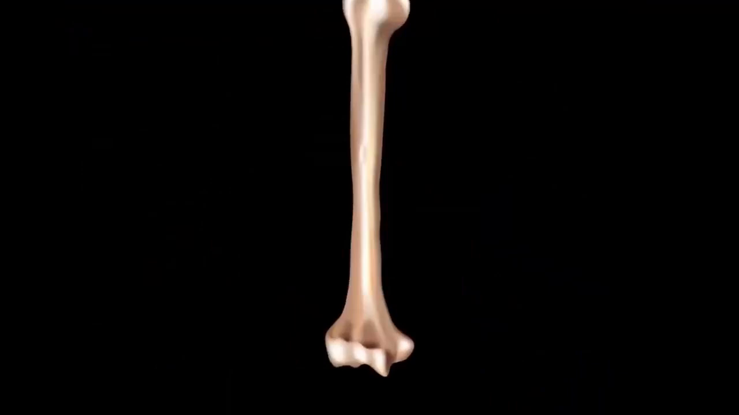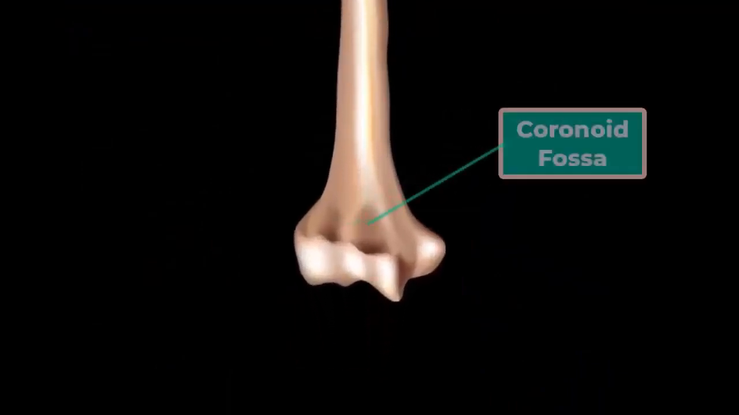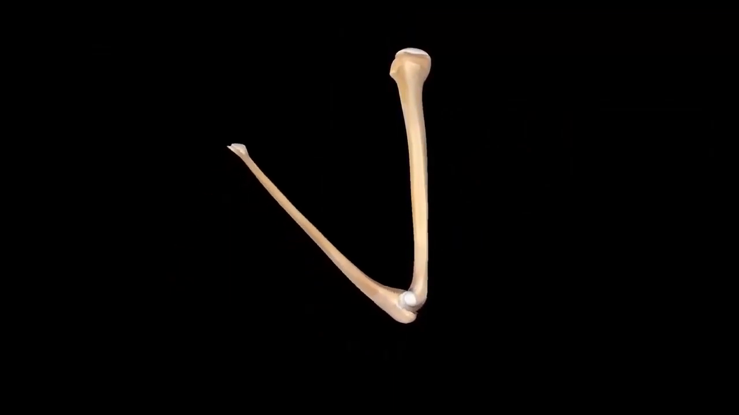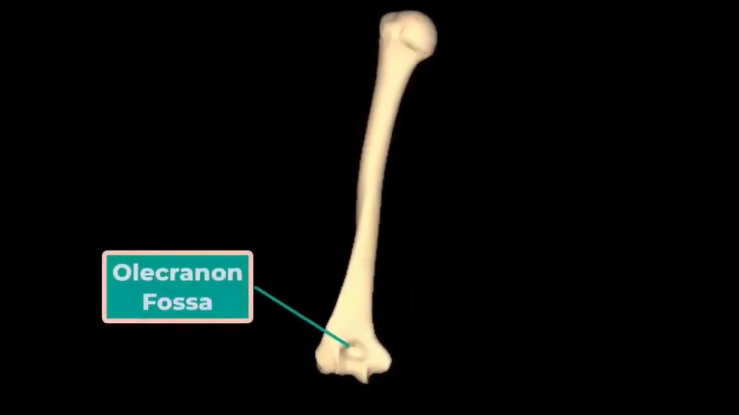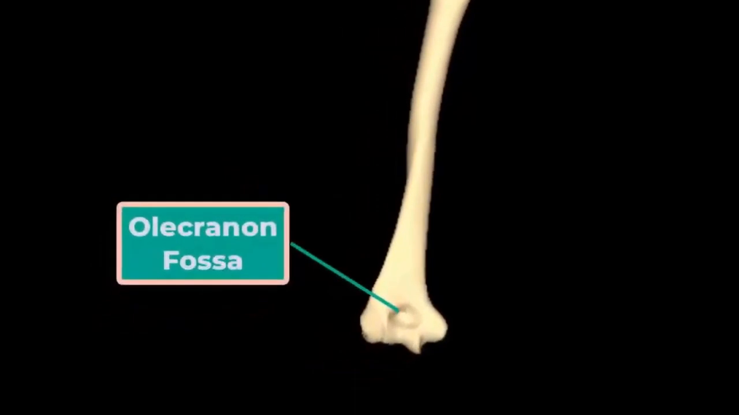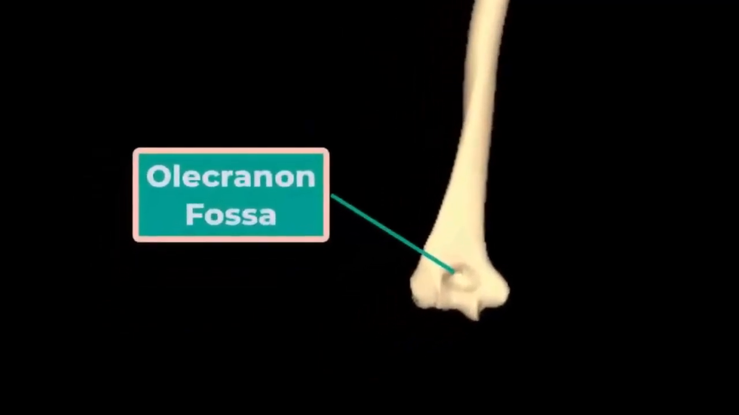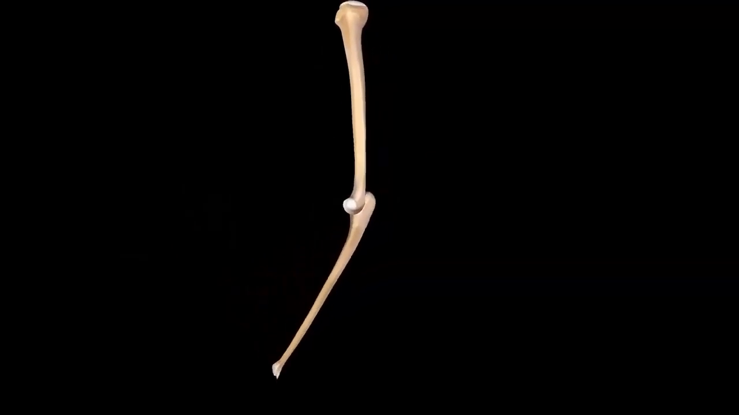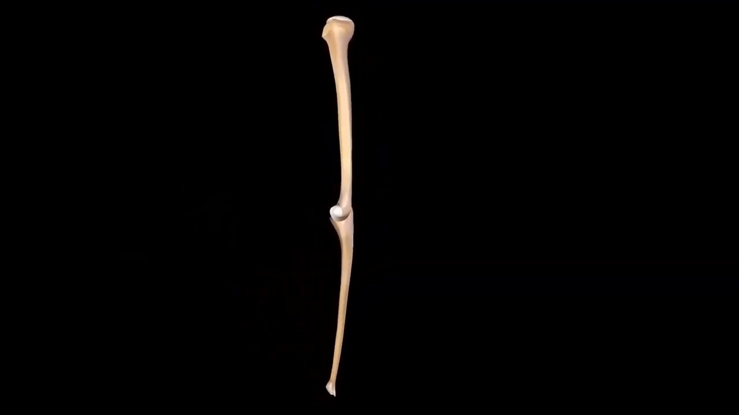Superior to the trochlea is the coronoid fossa, which receives the coronoid process of the ulna when the elbow is flexed. Similarly, the posterior humerus has the olecranon fossa, which is a larger depression that receives the olecranon process of the ulna when the arm is fully extended.